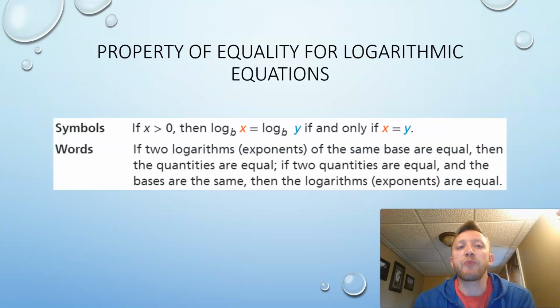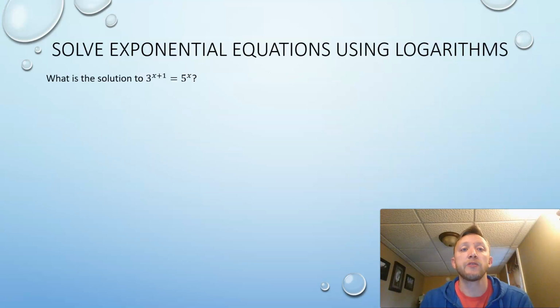So let's use this next property. This next property of equality for logarithmic equations says that as long as x is bigger than 0, then the log base b of x equals log base b of y if and only if the values of x and y are equal to each other. That's basically what that's saying. So how's that going to help us?